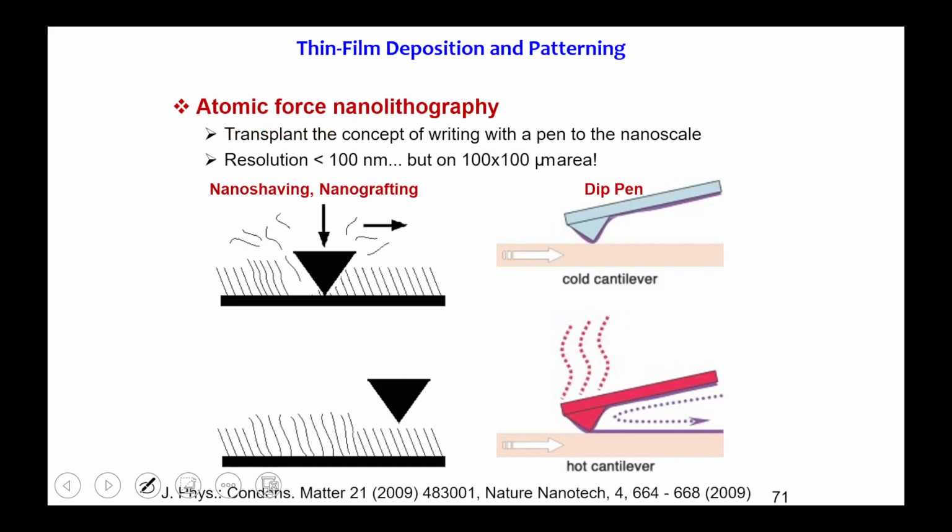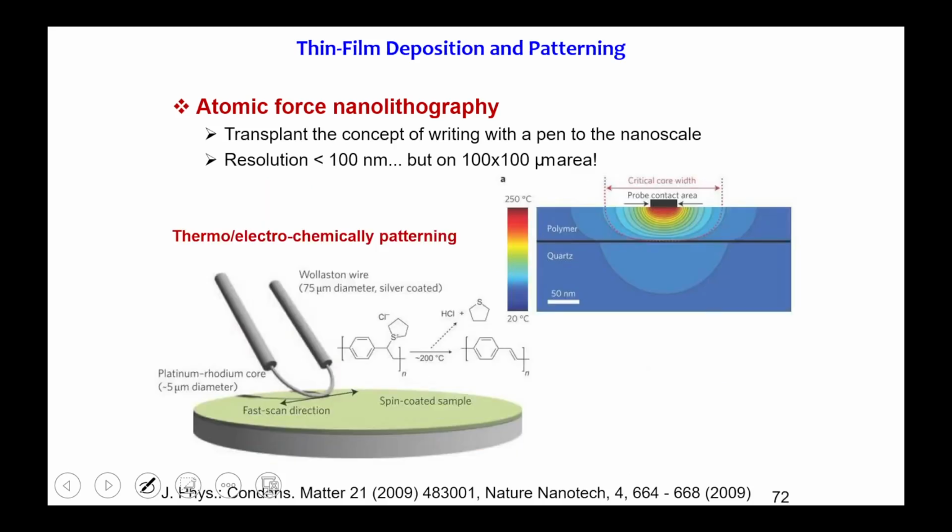This is atomic force nanolithography. You use one small tip to write the patterns, and it writes dot by dot. So this is the tip, and it will write your image here. This will be patterning your electrode. This is the schematic diagram of that. You can read more in the references I have given you.